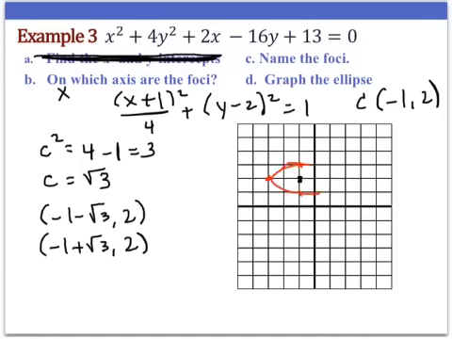And we'll correct this little drawing right there, see if we can make it look a little bit better. That's a little bit better.